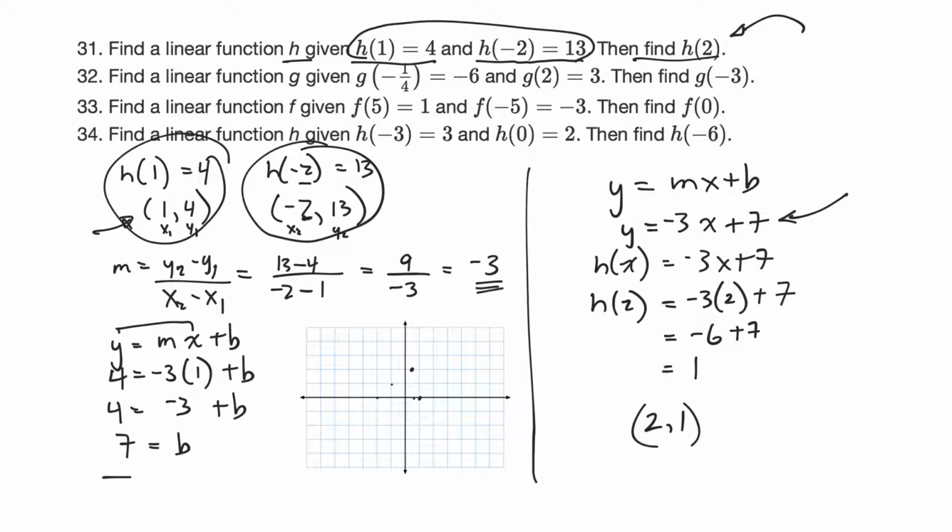2, 4, 6, 8, 10, 12, 13, right about there. Okay, so here's my one point, here's my other point. And then this point, 2, 1, so over 2 and up 1, is also on the line. And when you take a look at it, yeah, that's plausible that that point could be on the line. Hopefully that helps with that question.